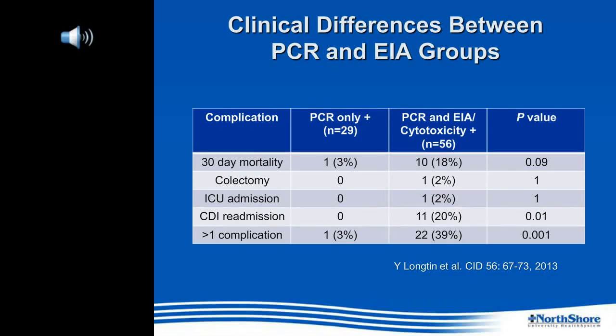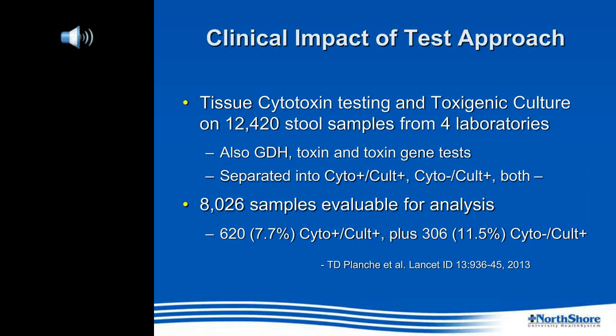And this is another study. This is looking at their data from PCR positive only, and that would be EIA negative, PCR positive, and EIA and cytotoxicity both positive. And you can see that there was a higher mortality in the patients that had both PCR and EIA positive, and there were more readmissions and more complications, but it wasn't totally negative in the PCR only. And this is an early suggestion that the PCR positive onlys did have disease, but maybe just not as severe disease.